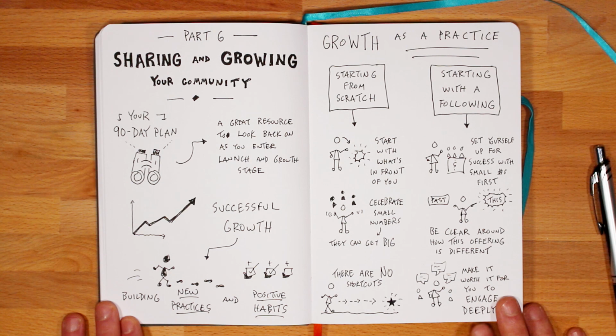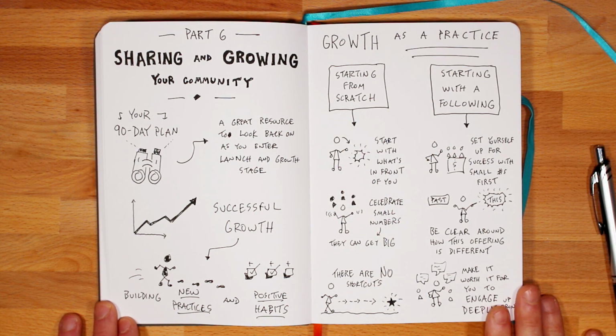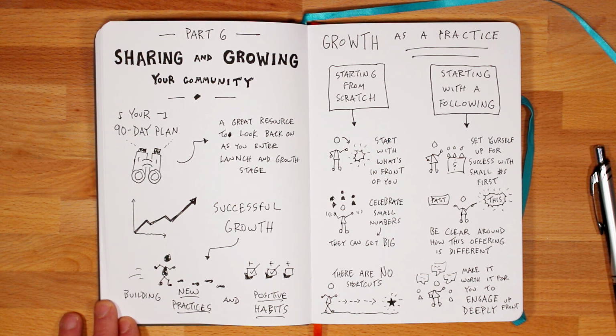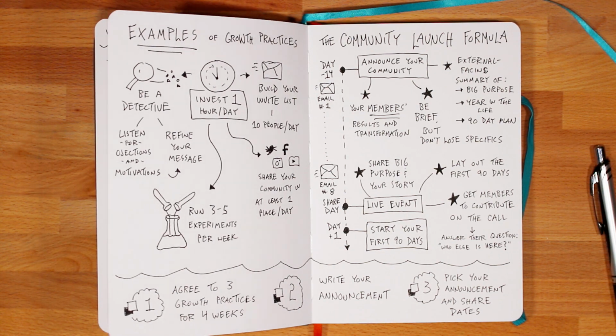Then part 6 was all about sharing and growing your community. And what I appreciated here was the encouragement to create a system for growth so that you can be intentional about growing your community over time, which again takes some pressure off when you're just getting started with your community. And in response to this lesson, I created another sketch note, this time summarizing my overall launch plan. Here's what that one looked like.